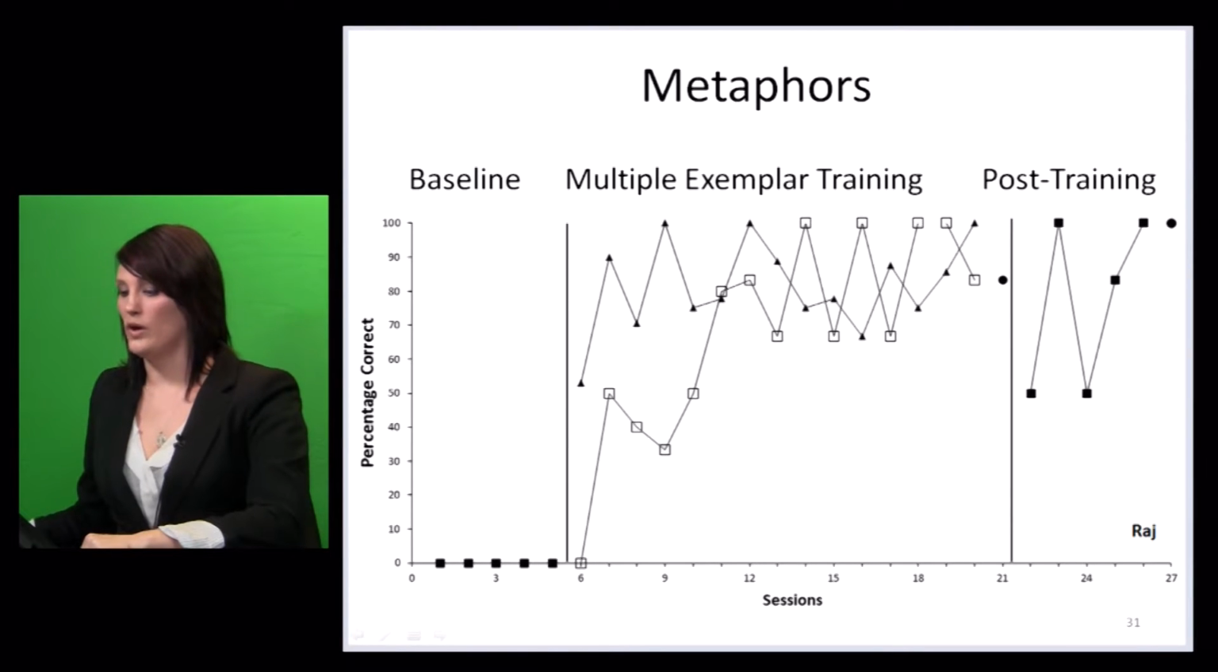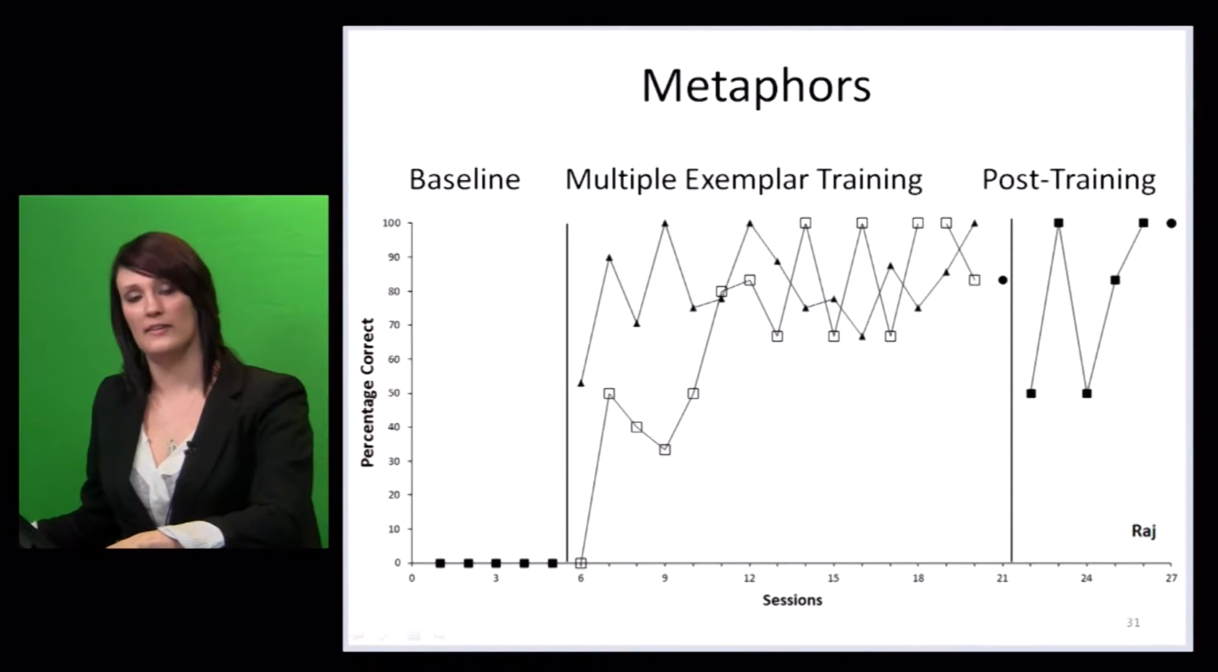Here are the data for one of the children in this study. Again, this was a multiple baseline across participants study. In baseline, this child specifically was not responding to any of the metaphors accurately. He was very literal as well, and so he would say things like, oh, the chair can't be a cloud. A chair and a cloud are different things. They're not the same. A lot of times he would be a little upset too. So why are you saying that? It's not a cloud. I don't understand.